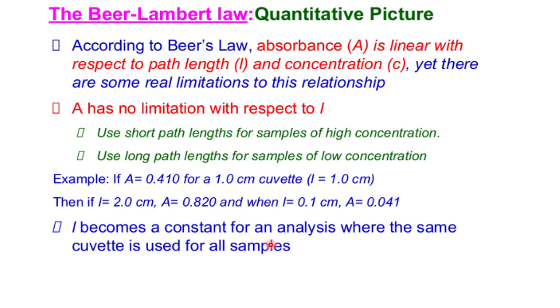So what Beer-Lambert's law says is that there are two parameters, the concentration and the path length, and it is an additive type of property. Absorption has no limitation with respect to the path length. If the path length is higher, absorption will also be higher. If the concentration is very high, it is better to use a short path length, and if the path length is long, your sample concentration should be low.